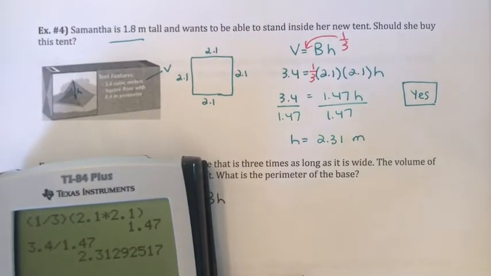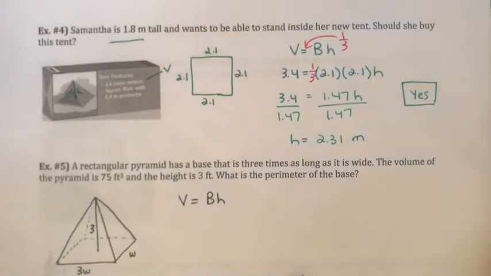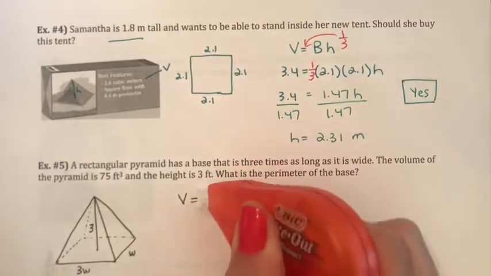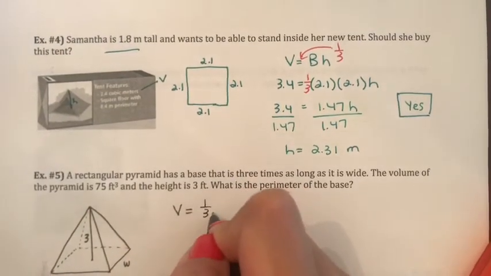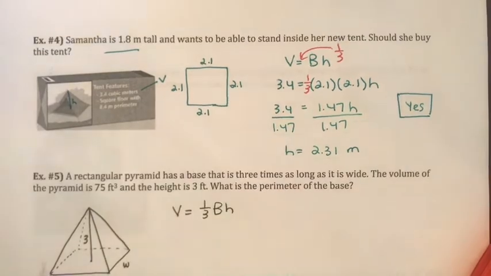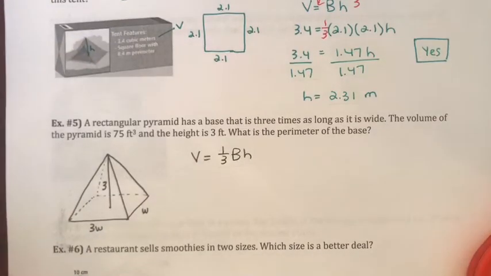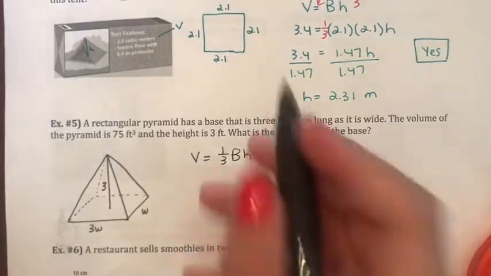All right, glad we caught that. Okay, so again, our volume for this pyramid is now 1/3 times the area of the base times the height. Okay, so I know that the volume is 75.